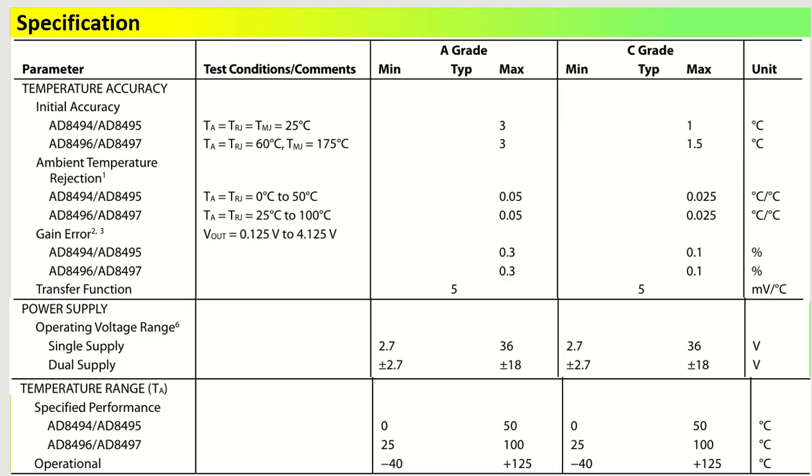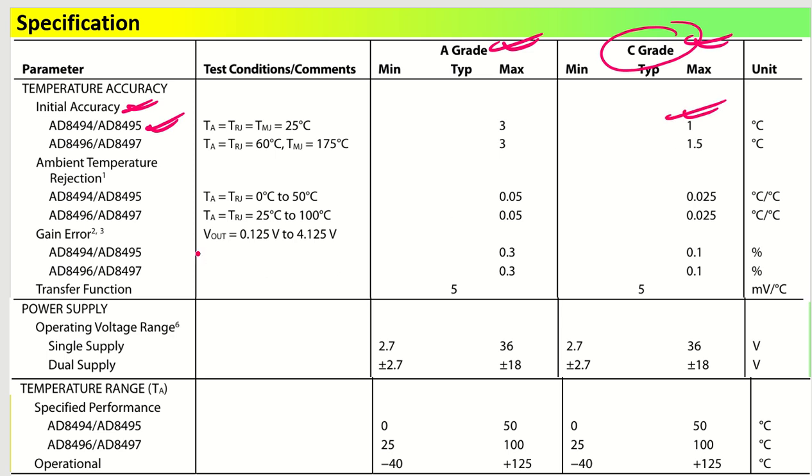If you see a specification, we have two grades, one is A grade, one is C grade. C grade is a little better, like premium quality you can say. The initial accuracy for this one is 3 degree centigrade, but this is just 1 degree centigrade. So that's the reason I have chosen C grade, this one. Okay.